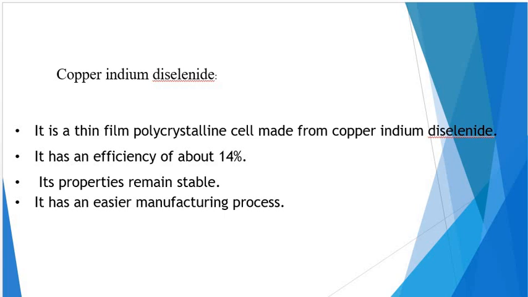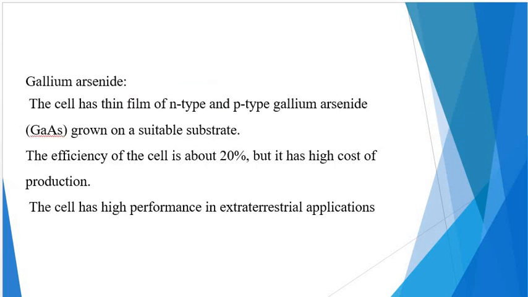Copper indium diselenide cell. It is fabricated by using a thin film polycrystalline cell made from copper indium diselenide. The efficiency is 14%. Here, its property remains stable. The manufacturing process is easy.